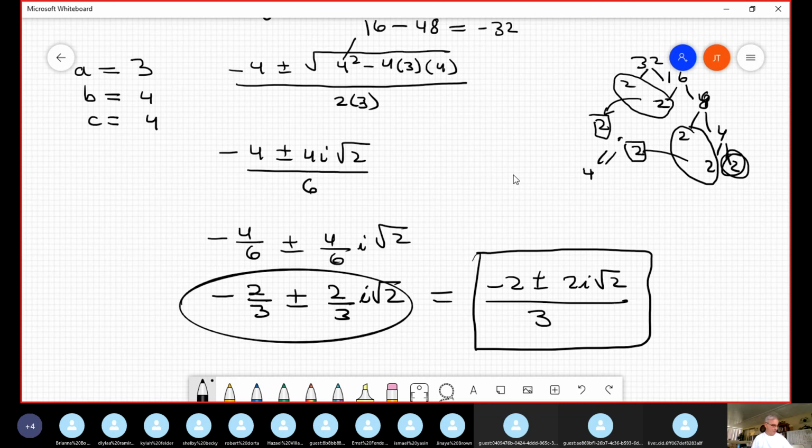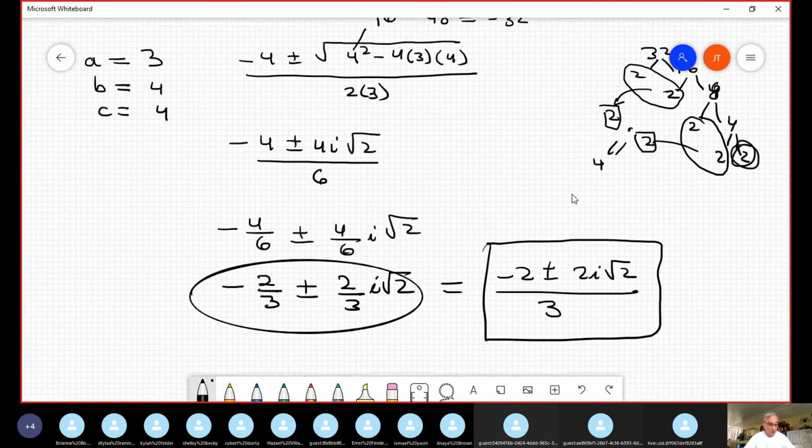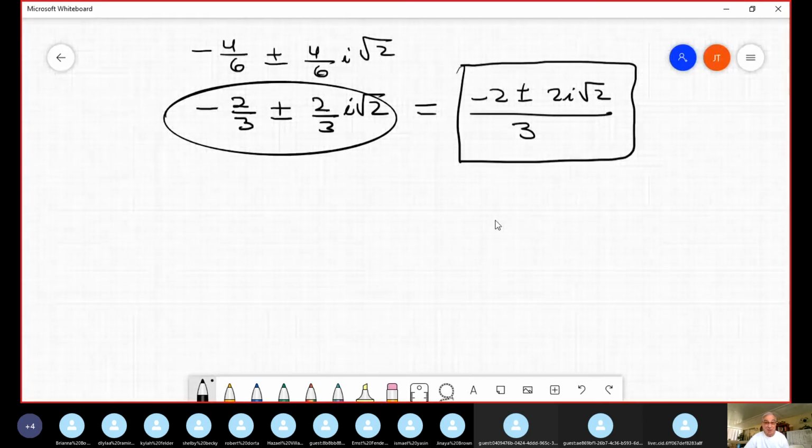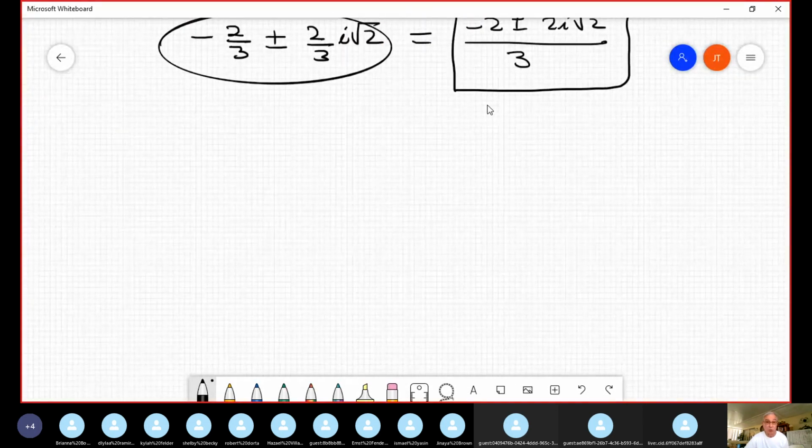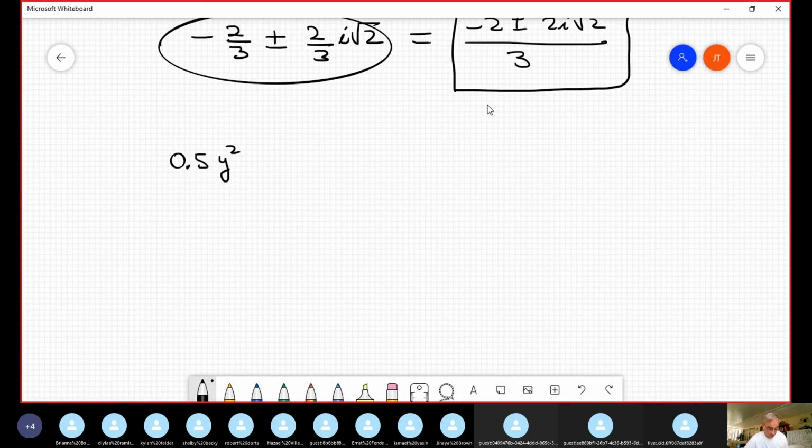Okay. The last one. The last one includes decimals. Ooh, what should I do when you have decimals? 0.5y squared minus 0.7y plus 0.2 equal to 0. What should I do? Do you immediately determine A, B, and C using the decimals, or do you do a transformation? You can multiply to get whole numbers. Multiply by what? By 10 to get whole numbers. So it'll be like 5.